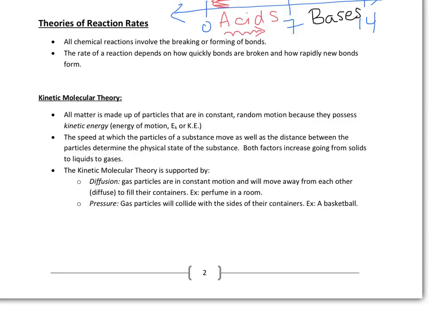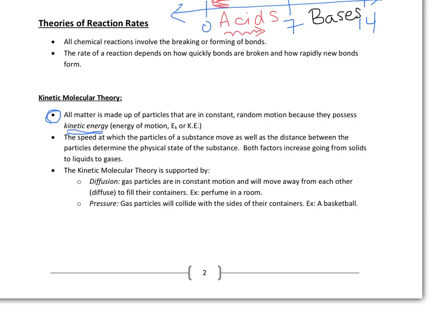We are now going to look at two theories of reaction rates, the kinetic molecular theory and the collision theory. The kinetic molecular theory states that all matter is made up of tiny, microscopic particles that are in constant random motion because they possess kinetic energy.